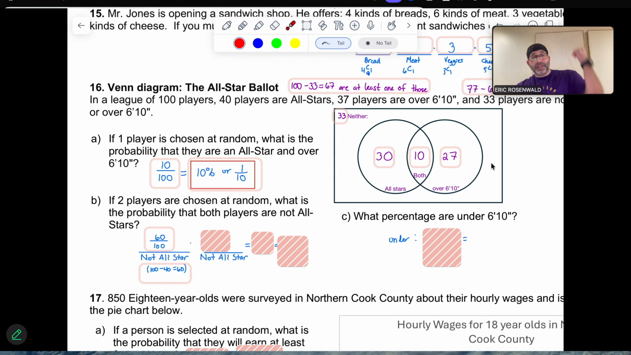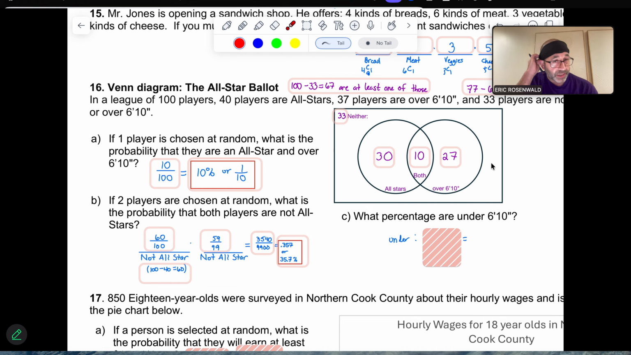Now I go ahead and I pick this person. They're not in the mix anymore, so I can't choose them anymore. So now there's not 60 people to choose from. Now there are 59 out of 99 people to choose from. And so we put this together at 3540 out of 9,900, which is a 35.7% chance.